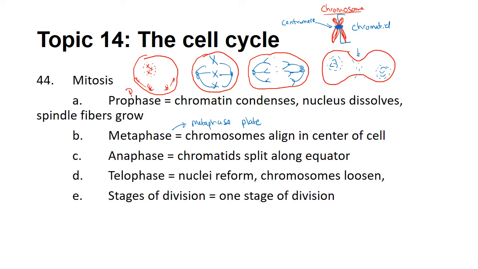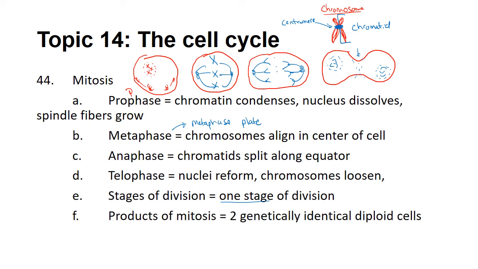But this tells us that there's only one stage of division, okay? Only one stage of division is found in mitosis. I should also mention that the products of mitosis are two genetically identical diploid cells. Diploid means it's got two copies of its genetic information. So in mitosis, we start off with one diploid cell and we are making two diploid cells. They are exactly the same as each other.